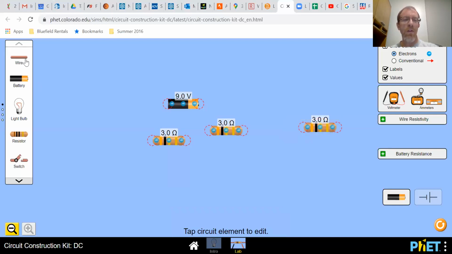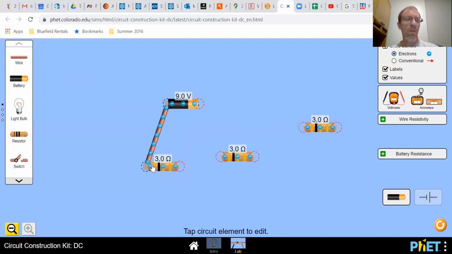Now I'm not going to do this exercise for you, but I do want to show you how to set things up a little bit. I'm grabbing a wire from my 9-volt to my 3 ohm, or one of my 3 ohms. Let's stretch things out a little bit here. And then another wire to connect these 2 guys together. And then if we connect another wire here, we'll see that we've got electrons moving through our circuit.